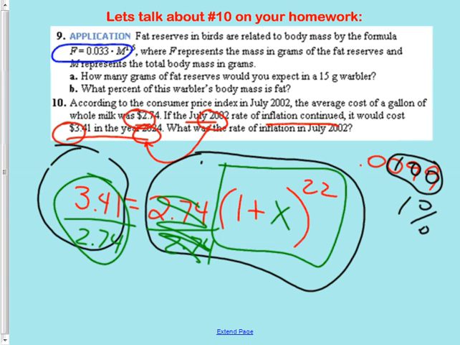Okay? Next step to get this X alone is to get rid of the power of 22. So you put it to the power of 1/22. Yes. And then once I've done that, this is to the power of 1 over 22. So it's not like this way is super easy either.